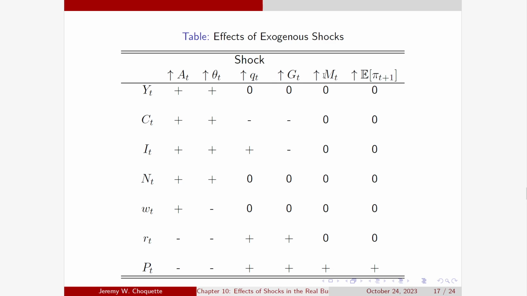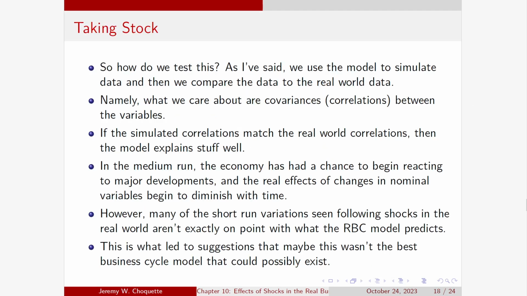And then finally, the monetary policy or the money supply shock and the expected inflation shock, which we'll be covering a little bit later. All right, so how would we test something like this? Now, as I've said before, we use models to simulate data, and then we compare that data to the real world. Now, what we really care about are the covariances, or like the correlations between these variables. So if the simulated correlations match the real world correlations, then the model can explain stuff pretty well.